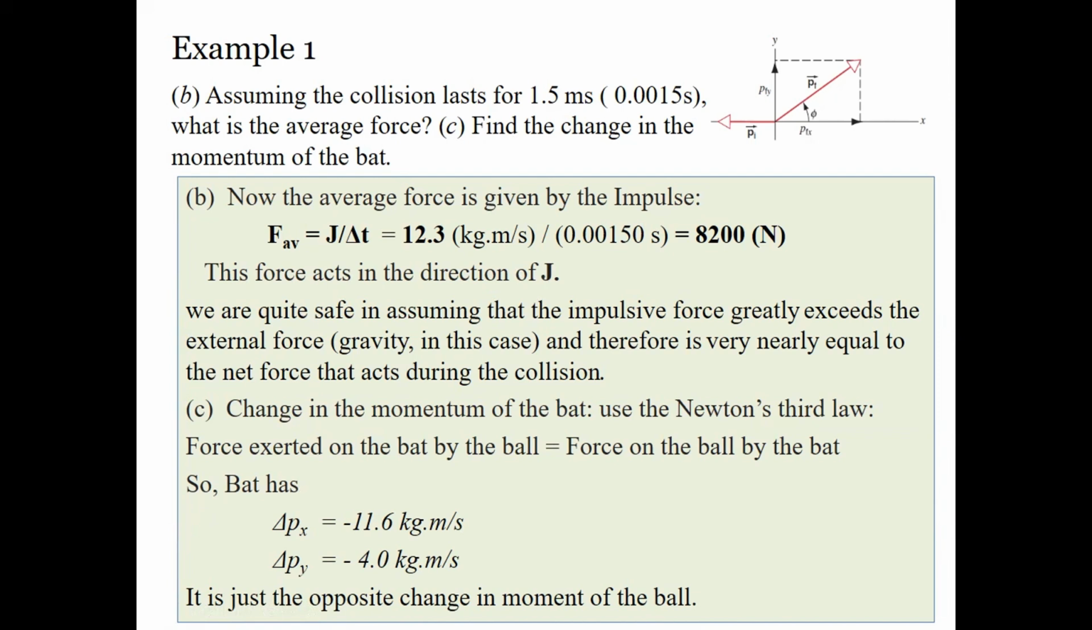Change in momentum of the bat is given by Newton's third law. Newton's third law says that the force exerted on the bat by the ball must be equal to the force on the ball by the bat. So the bat has delta px equal to minus 11.6 and delta py equal to minus 4.0. And this is just the opposite change in momentum of the ball. And that's how we find the complete answer for this example.